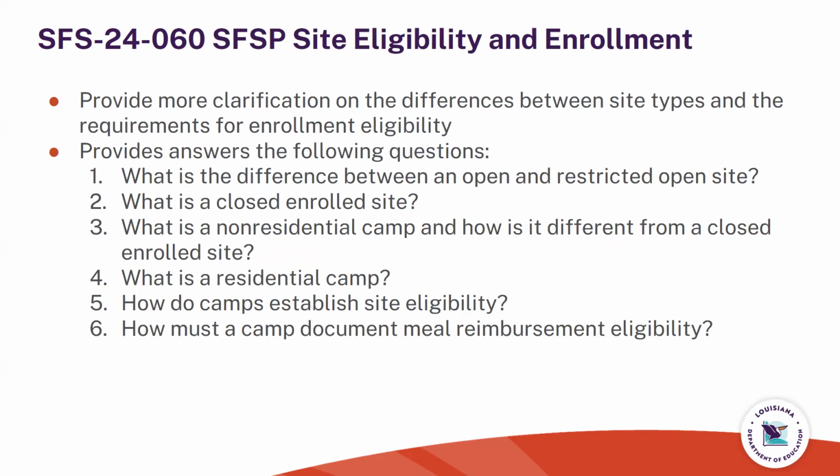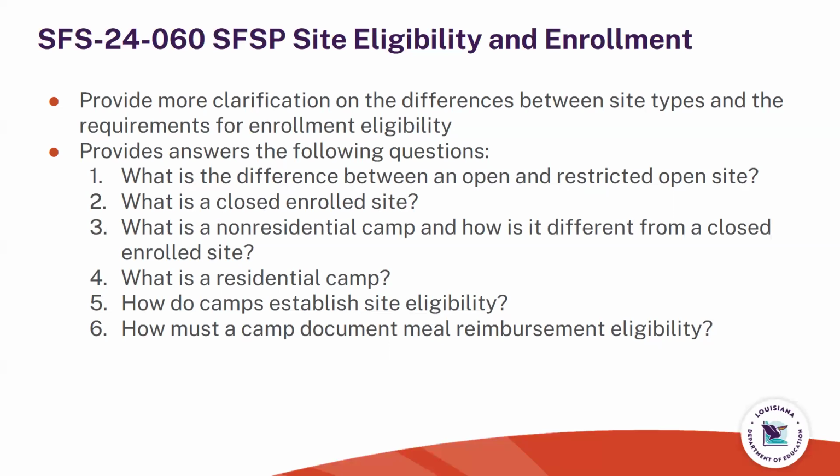So memo SFS 24-60 is about summer feeding. It's the site eligibility and enrollment. This is a very important memo. Its purpose is to provide more clarification on the differences between site types and the requirements for enrollment eligibility. So it provides answers to the following questions. What is the difference between an open and restricted open site? It gives you a definition of what a closed enrolled site is.